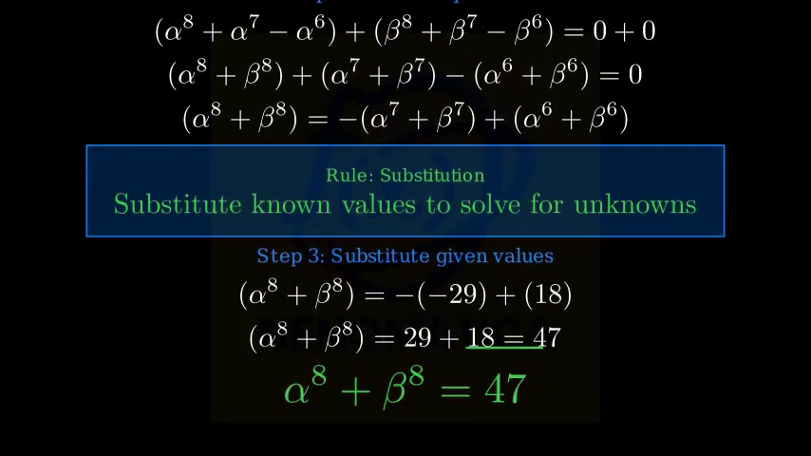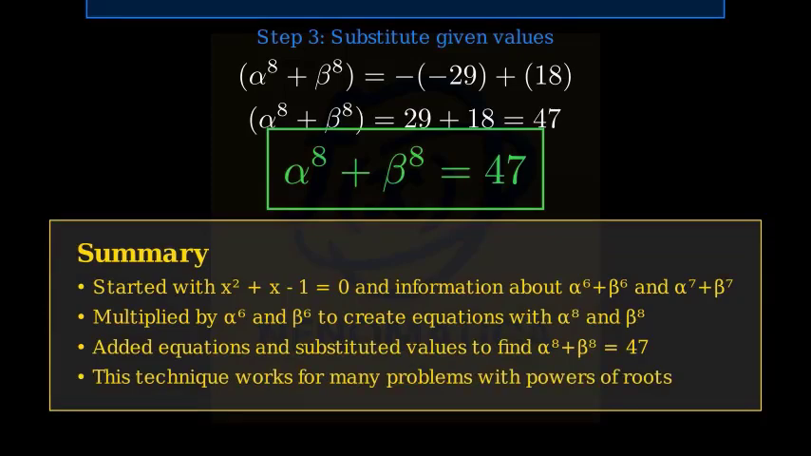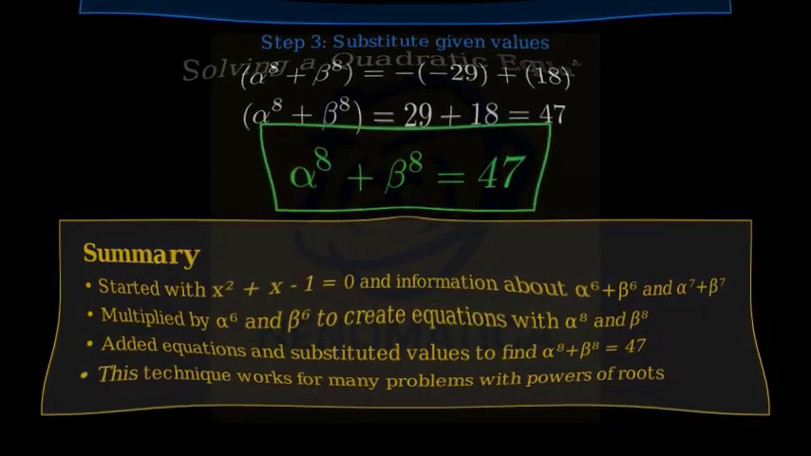Let's highlight our answer. Let's summarize what we've learned in this example. We started with a quadratic equation and information about certain powers of its roots. We used the fact that the roots satisfy the original equation and multiplied by appropriate powers to create new equations. By adding these equations and substituting known values, we found that alpha to the 8th power plus beta to the 8th power equals 47. This technique of manipulating powers of roots can be applied to many similar problems in algebra.